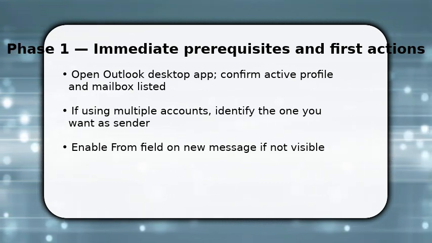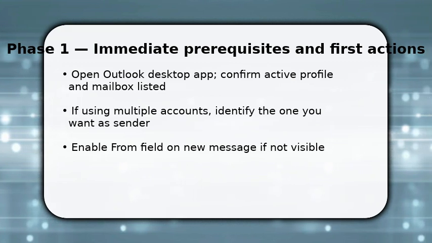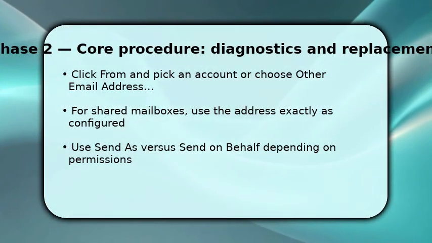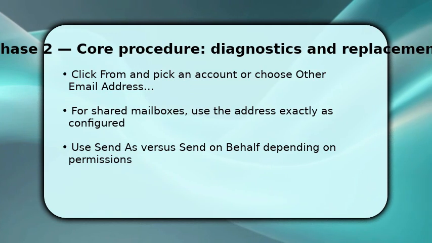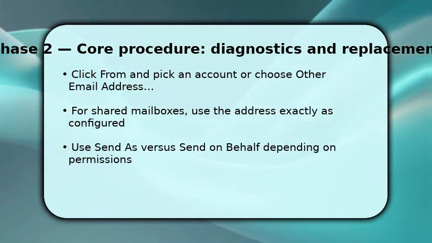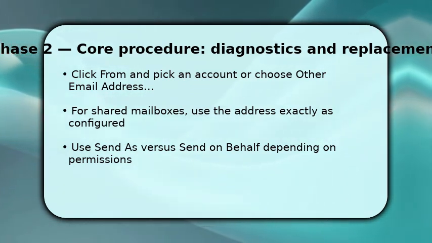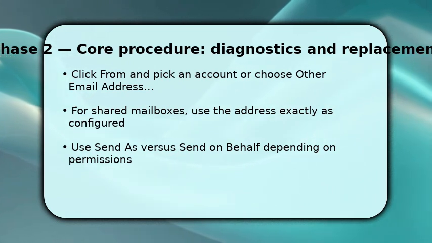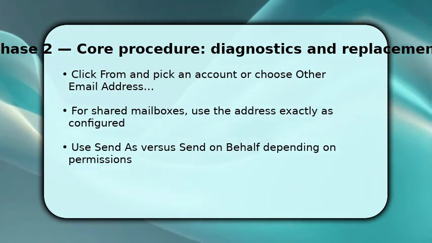Now select the account you want to send from using the From menu, choose an entry or pick other email address to type a different sender. If you need a shared mailbox, enter the shared address exactly as it appears in Exchange, because small differences prevent delivery. Make sure your permissions match.